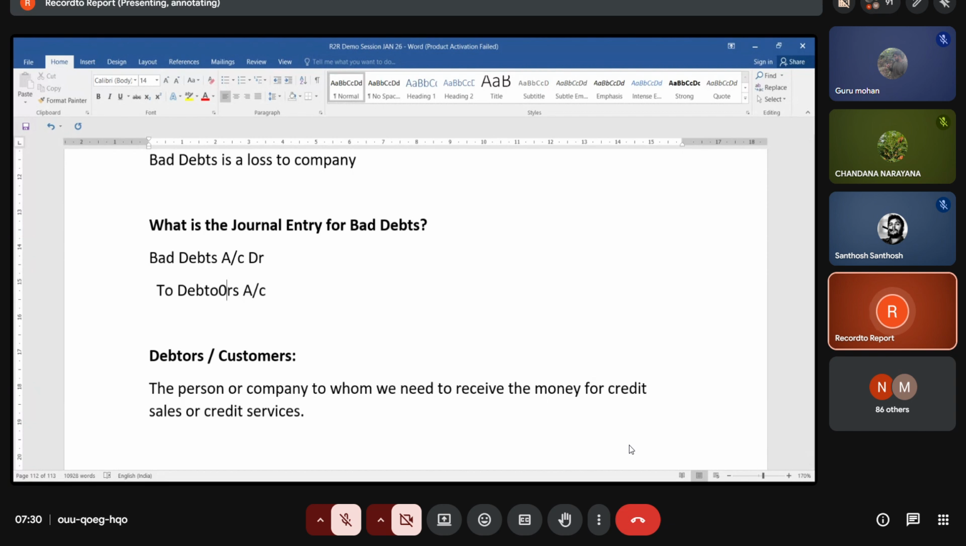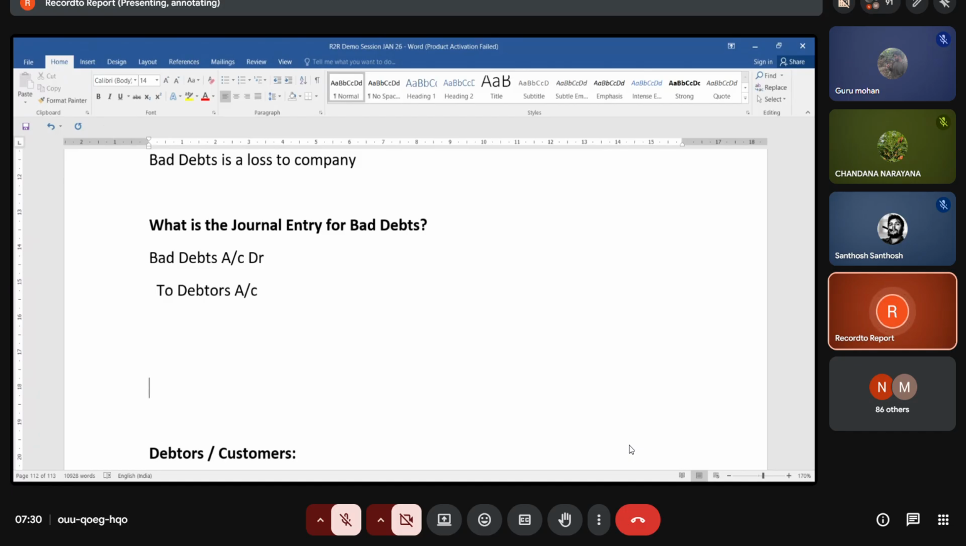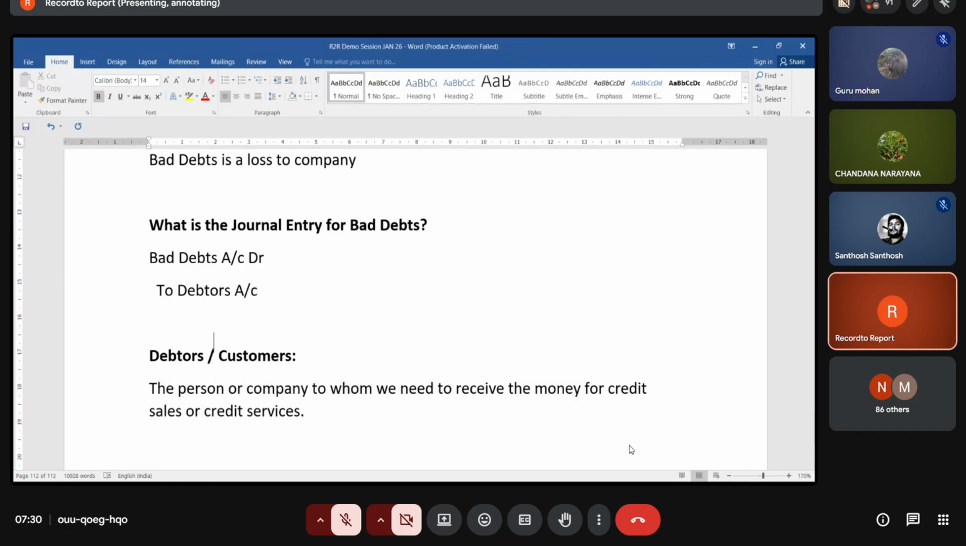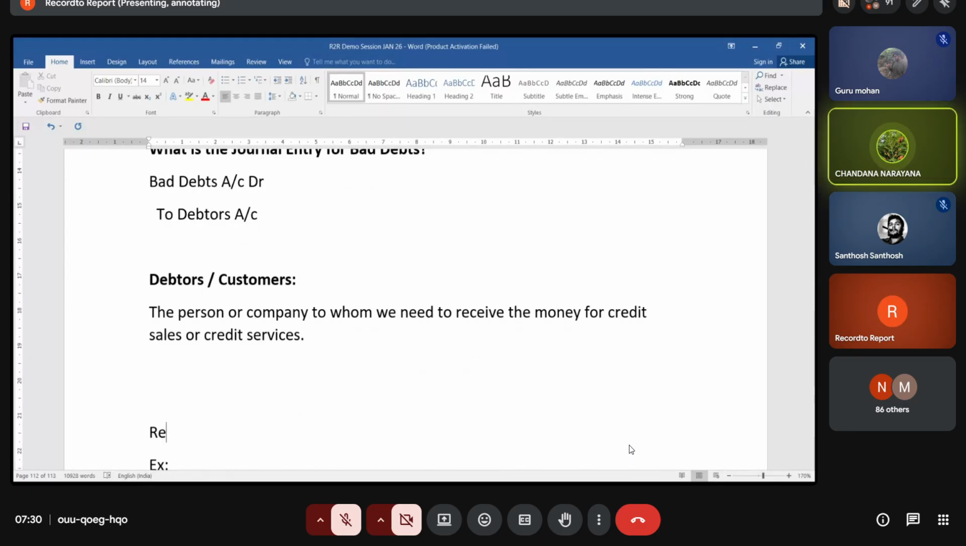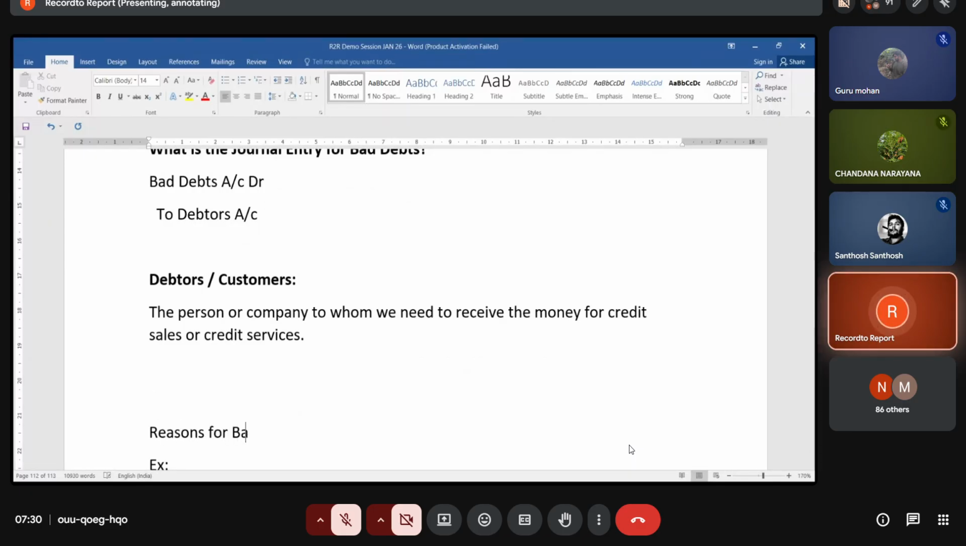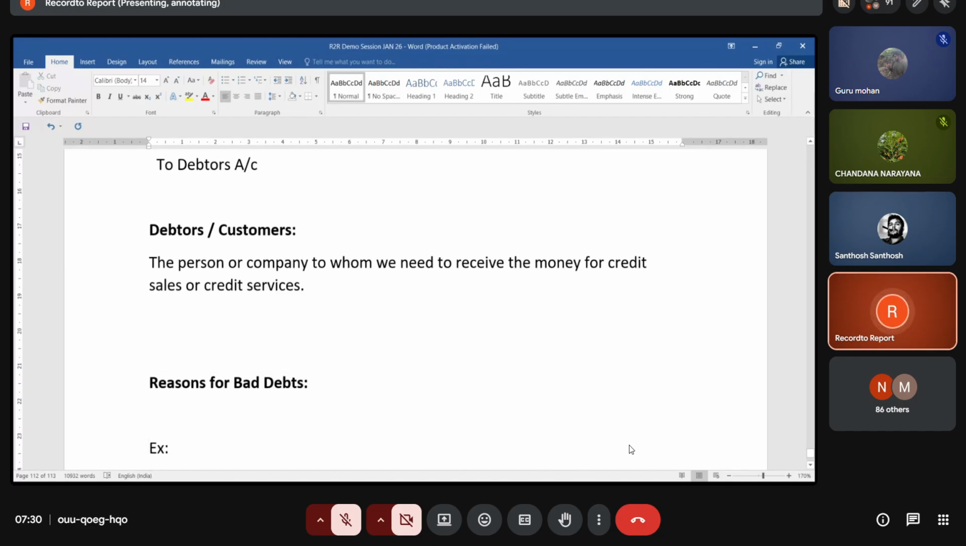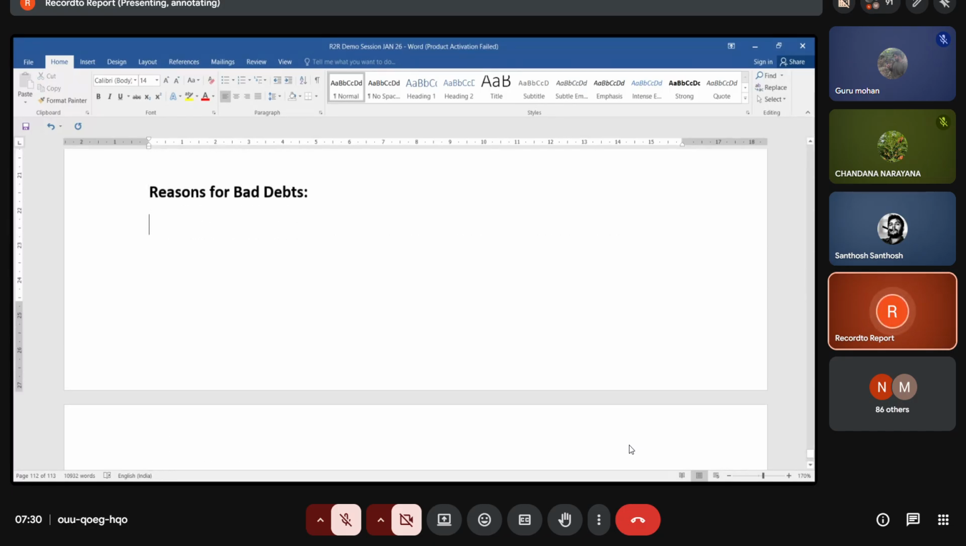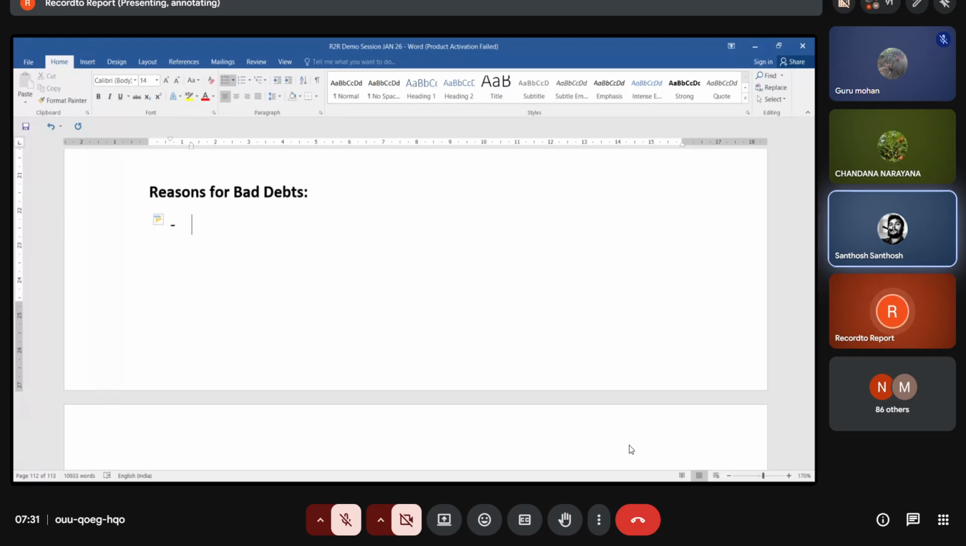Why will the customers not make the payment? Can anyone guess, guys? The reasons for bad debts? Maybe they had a loss. For example, you bought one product from Flipkart or somewhere. Don't take Flipkart, say you have a good relationship with one of the shopkeepers. You bought one product and that product is defective. Did you make the payment?